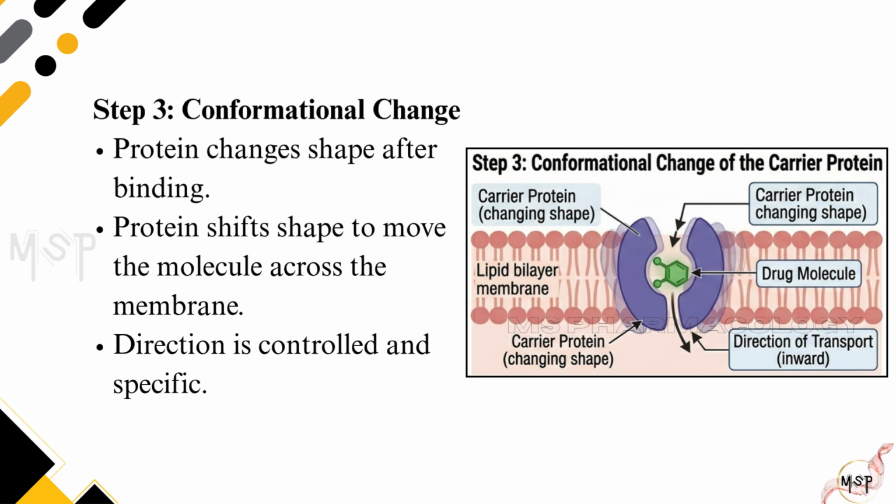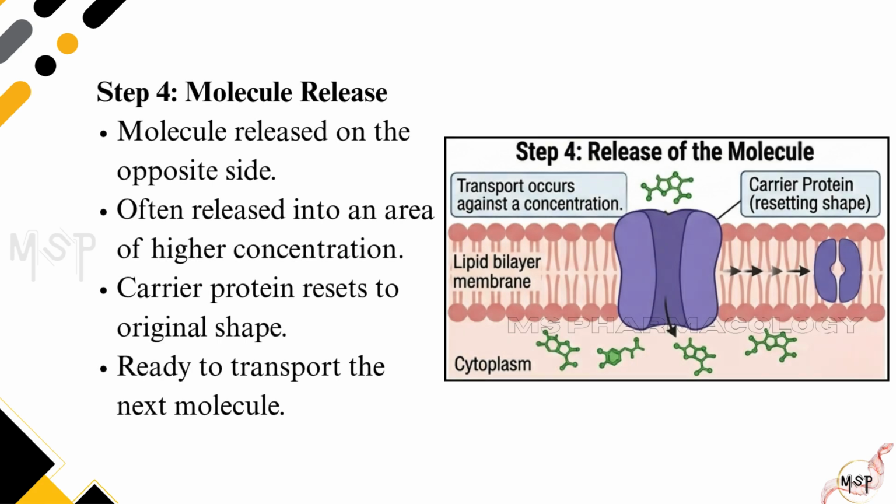Step 3. Conformational change of the carrier protein. After binding the molecule and receiving energy, the transport protein undergoes a conformational change. This structural change allows the molecule to move from one side of the membrane to the other. Step 4. Release of the molecule. The molecule is released on the opposite side of the membrane, often in an area where its concentration is already higher. The carrier protein then returns to its original configuration and is ready to transport another molecule.